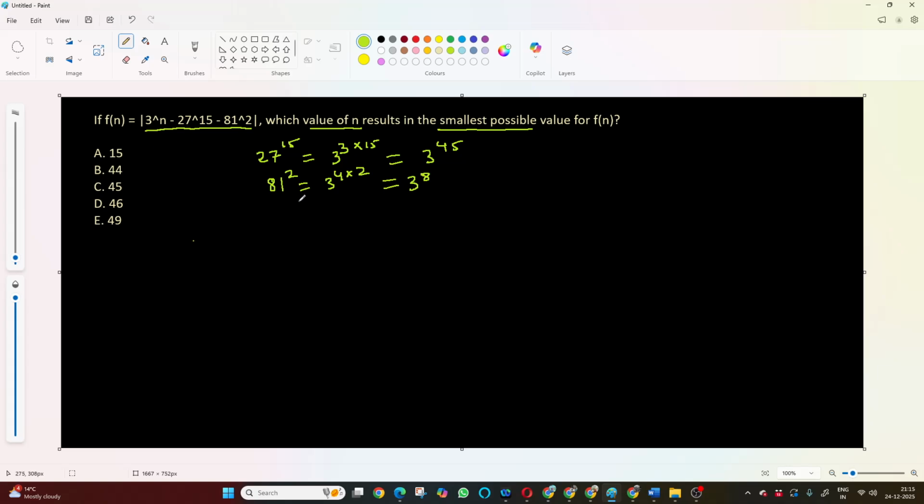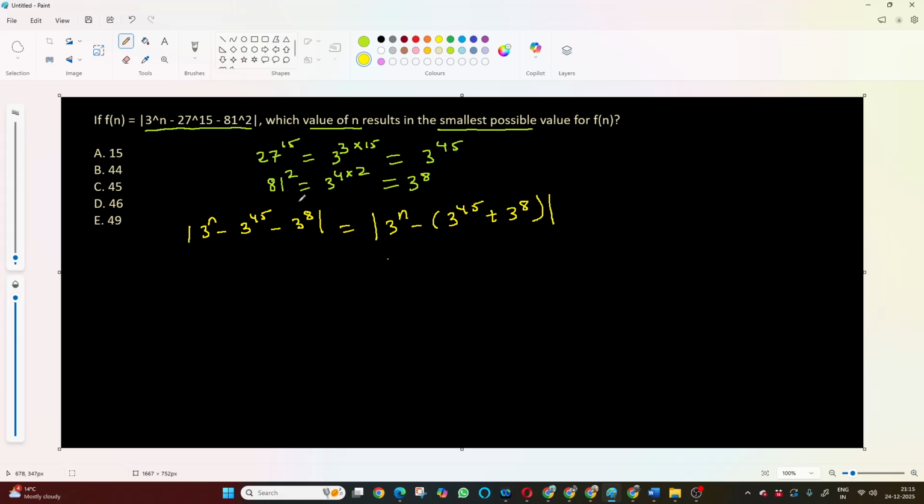Now let's look at the entire expression again. So this entire expression is the modulus of 3 to the power n minus 3 to the power 45, as we have just found out, minus 3 to the power 8. Now we can write this expression as 3 to the power n minus, taking the minus sign common, the bracket of 3 to the power 45 plus 3 to the power 8, inside the bracket. There's no harm in doing that.